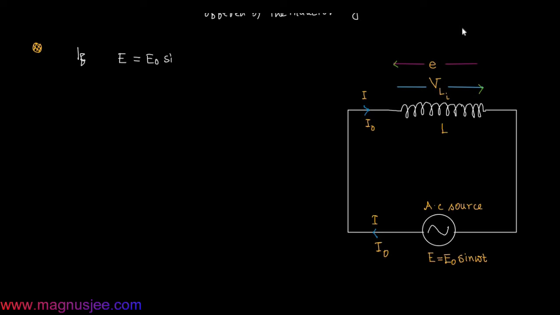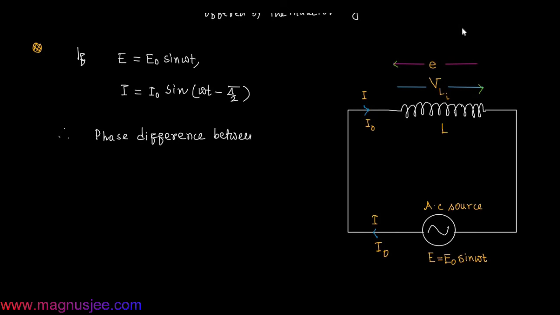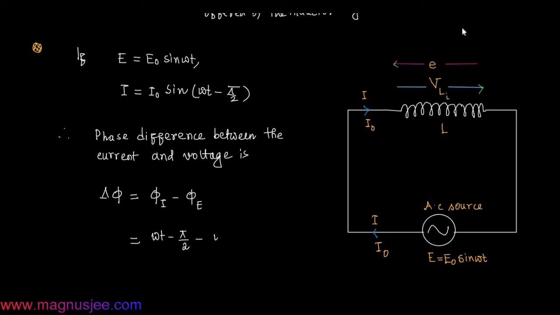If E equals E0 sin omega t, then I will be equal to I0 sin(omega t minus 90 degrees), or minus pi by 2. Therefore, the phase difference between the current and the alternating voltage E will be given by delta phi. That will be the phase of current I, that is phi I, minus the phase of voltage E, that is phi E.